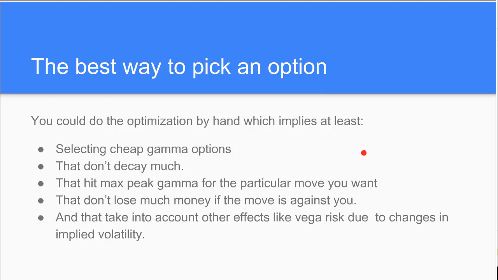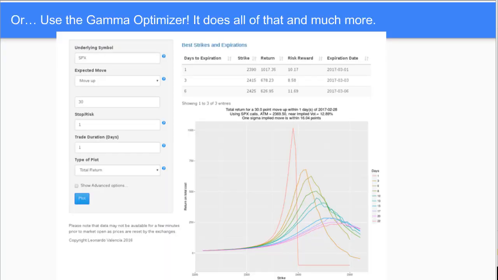And finally, you have to take into account the effects of Vega, because implied volatility goes up and down, up and down. So conceivably, it's possible to do these things by hand. But what I did, on the other hand, is create the gamma optimizer. It's better to just allow software to do these kinds of things, because by hand is too hard, but software can help you identify them.